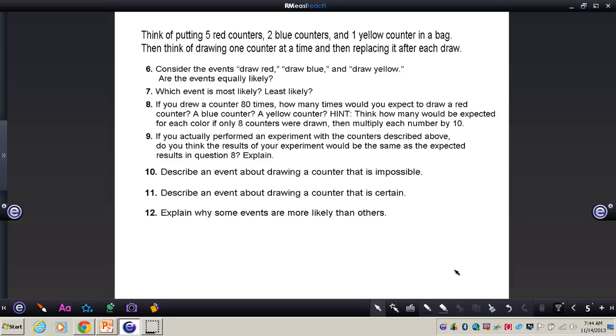Are the events equally likely? And the answer to that question is no. Okay, and the reason why we know they're not equally likely is because they do not have the same amount of counters in the bag. We could see that the red has the most, then the blue, then the yellow.